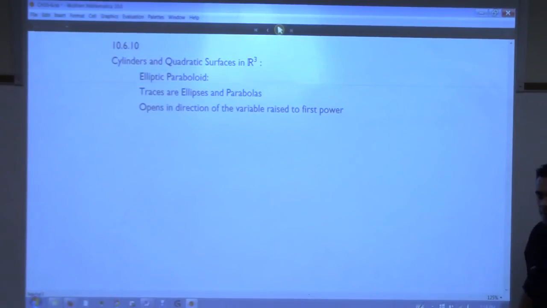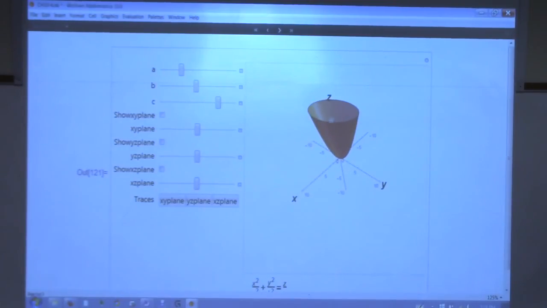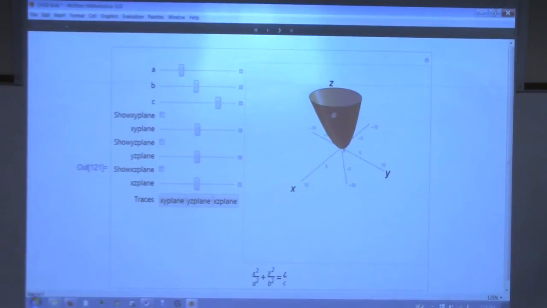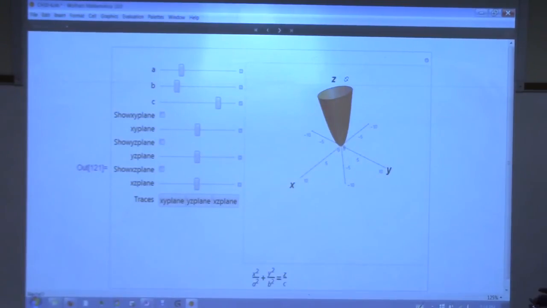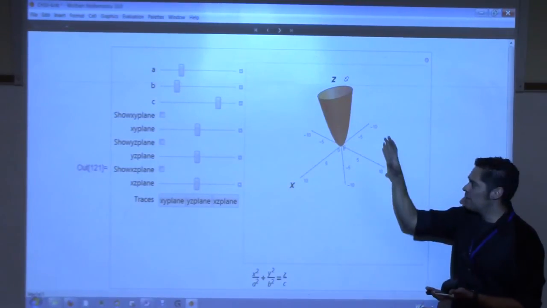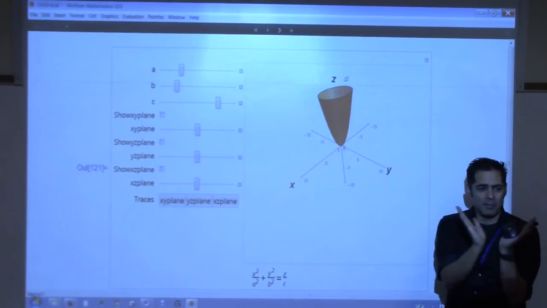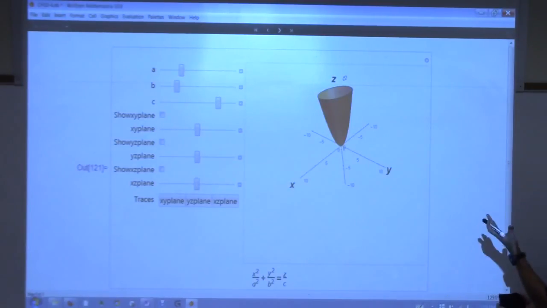Elliptic paraboloids. Traces are ellipses and parabolas. These start to get harder and harder to visualize before I show them to you. Ellipses and parabolas. It's basically a bowl, isn't it? It's a bowl. Cone would come to a point, right? This is curved at the bottom. Kind of like the absolute value function is a V as opposed to a parabola being curved. So this is kind of like a bowl.